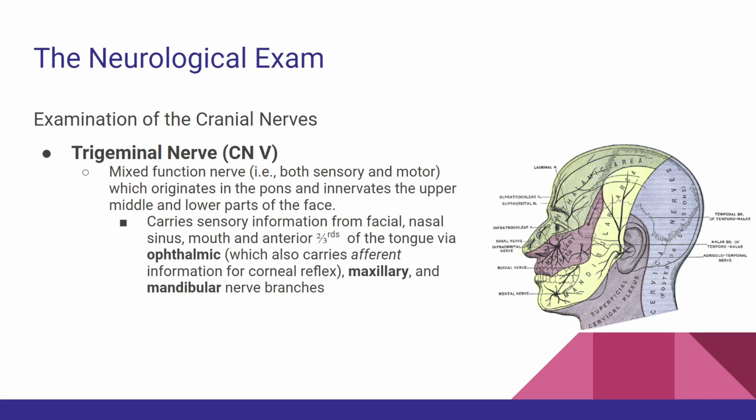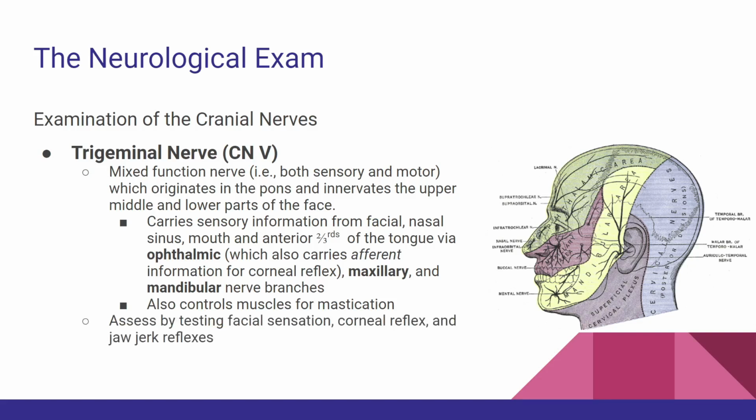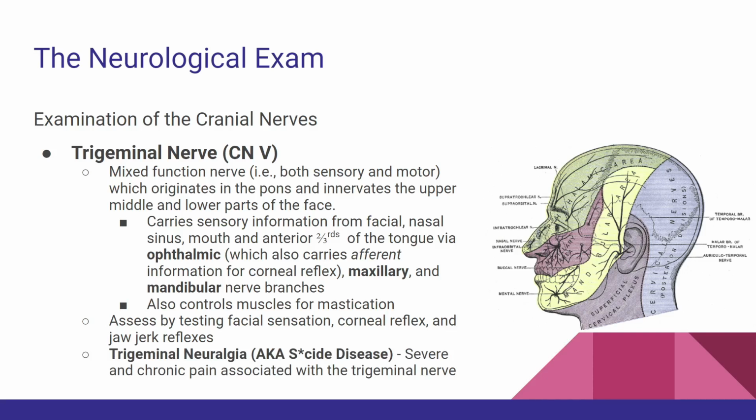And if you look to the image on the right, you can see what parts of the face each branch covers. So the trigeminal nerve also controls the muscles necessary for chewing food. And you can assess it by evaluating facial sensation, corneal reflexes, as well as jaw jerk reflexes. When there's dysfunction of the trigeminal nerve, it can cause a severe and chronic pain condition called trigeminal neuralgia. And many people who experience this condition end up taking their own lives.